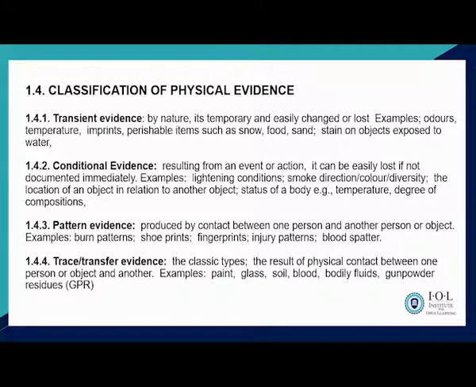Conditional evidence is evidence resulting from an event or action. It can be easily lost if not documented immediately. Examples: lighting conditions, smoke direction, color, the location of an object in relation to another object, status of a body, e.g. temperature, degree of decomposition. Pattern evidence is produced by contact between one person and another person or object. Examples: burn patterns, shoe prints, fingerprints, injury patterns, blood spatter.